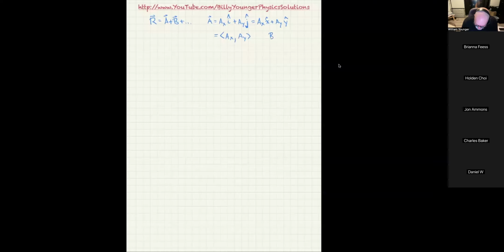Similarly, we can define B in that shortcut way, I'm going to say bx, by, like that. Okay. Now that we have that, we have some idea how we write our vectors.